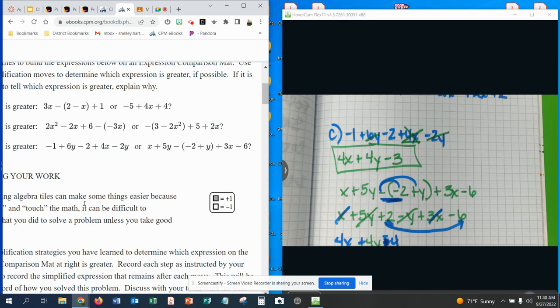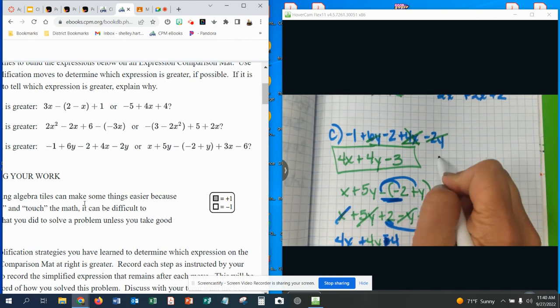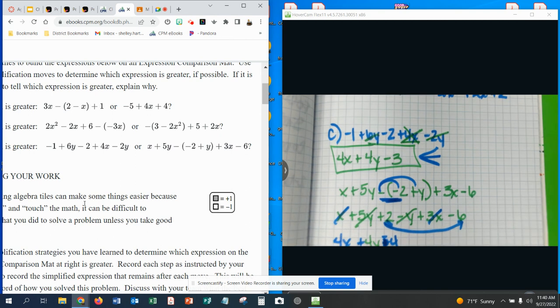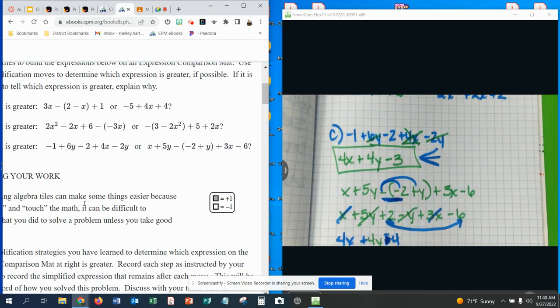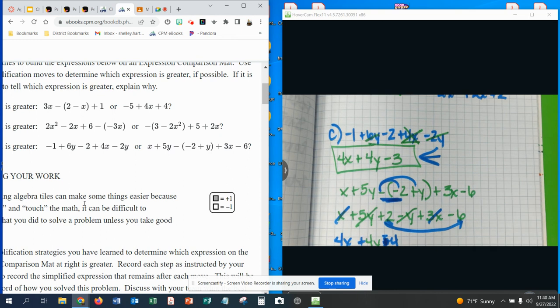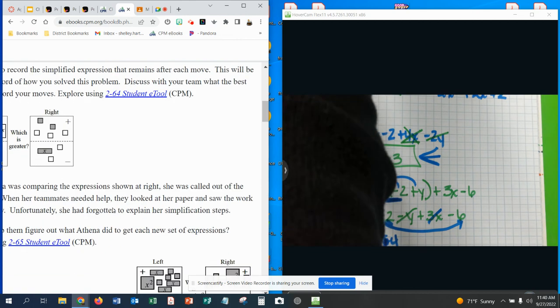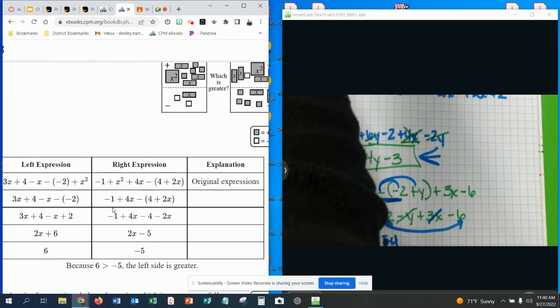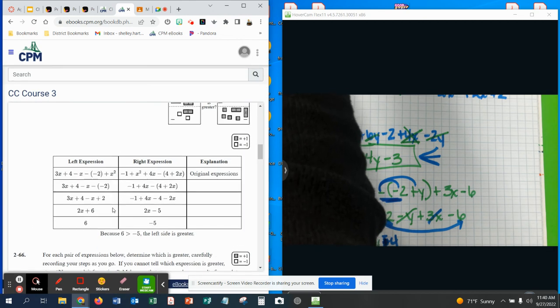So, which one do we think is greater? Prez. Yes, because it has the least amount of negatives. This is negative 3 and this is negative 4. Good. Questions? No questions? All right. Do you want to move on? Oh, okay. We're going to skip the algebra tiles. Okay.